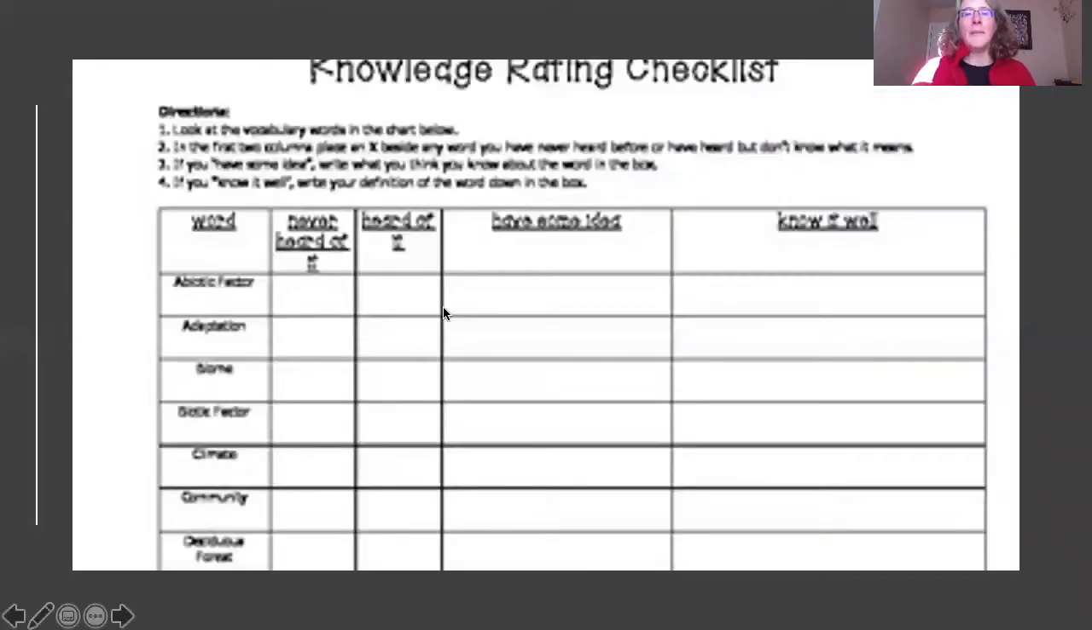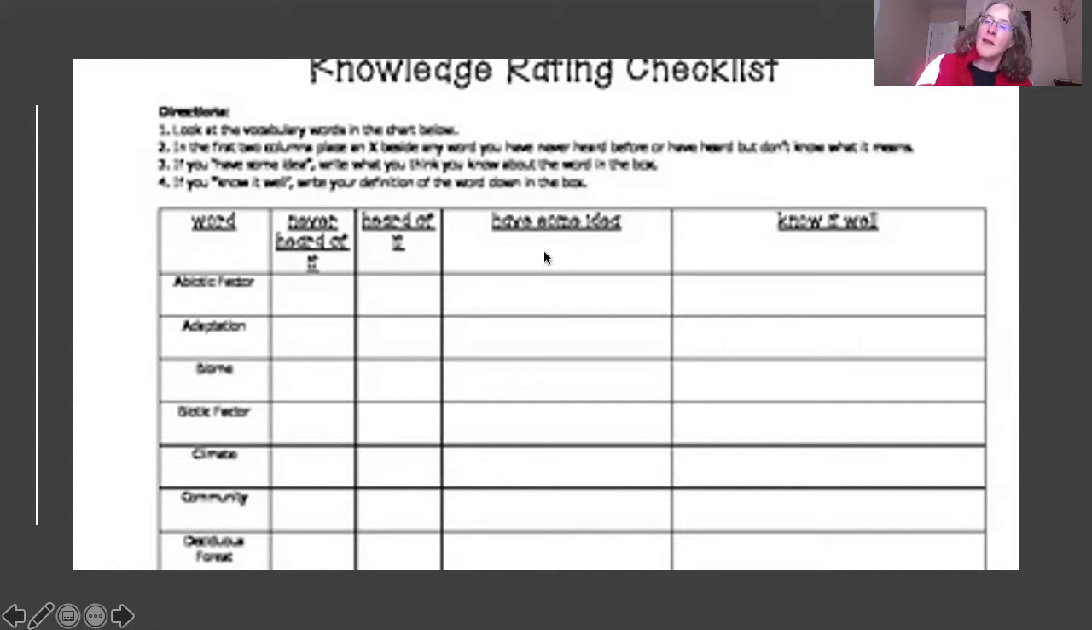So we have not a very good typeface here as far as the image, but I've never heard of it over here on the far left. Heard of it, have some idea, and know it well. But the particular reason I wanted this one is that you can see we have more room. And that's because it's not just meant to be marking off, check, check, check. I think this one's biome and adaptation, etc.